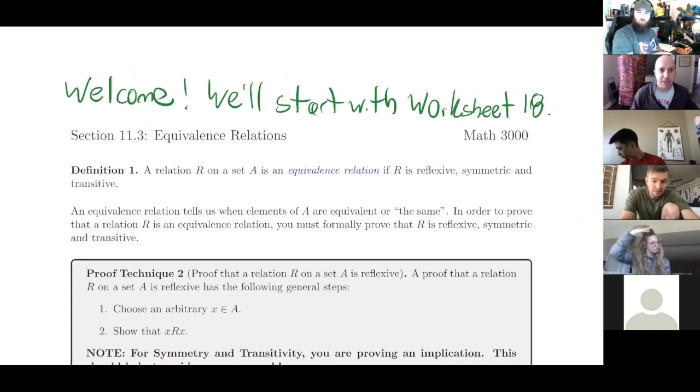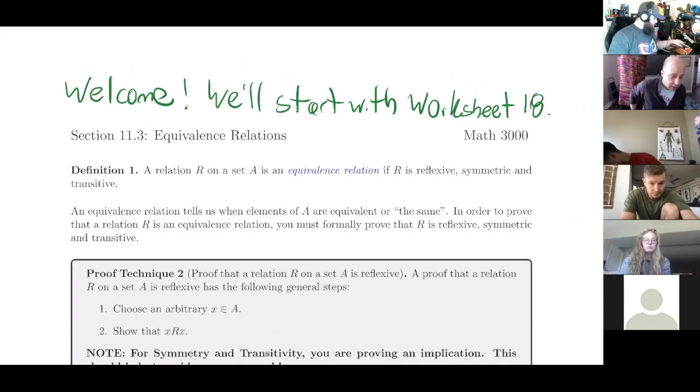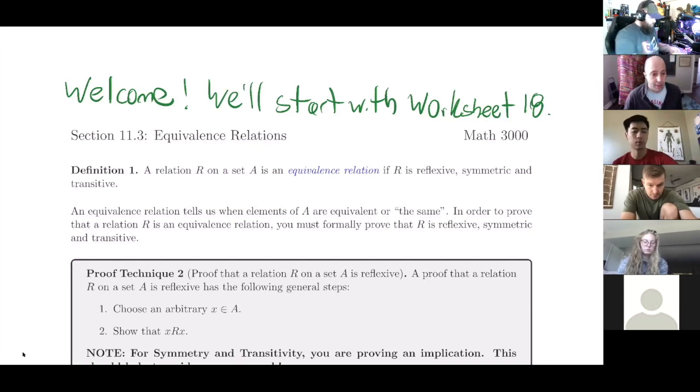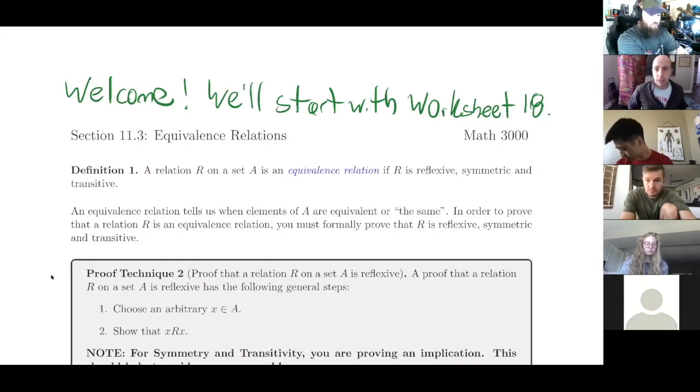So today the plan is to continue talking about relations, in particular equivalence relations, and maybe get into talking a little bit about equivalence classes if we have time at the end. Any questions about things before we get started today?